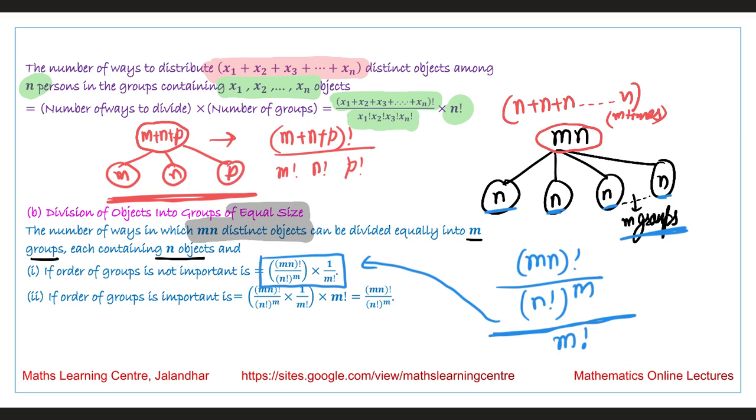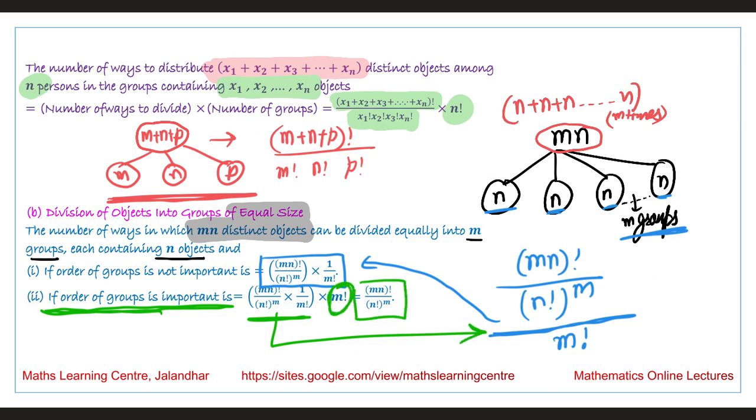In the second case, if the order of the groups is important, then these are the number of cases we have, and in how many ways these groups can be ordered, it is m factorial. So the answer we obtain is mn factorial divided by n factorial raised to the power m.